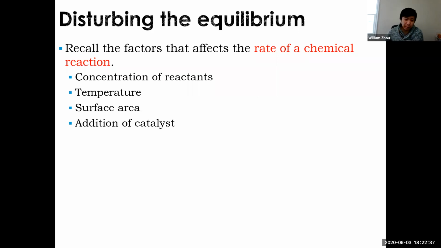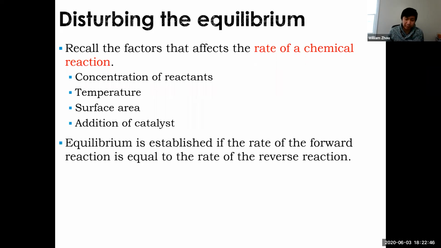So we're going to look at 3 of these and see what we can do to affect the rate of reaction so that we will disturb the equilibrium. So recall, equilibrium is when the forward rate of reaction is equal to the reverse rate of reaction. But what if we manipulate something, we increase or decrease the rate of the forward or reverse reaction so that they're no longer equal, so they're not at equilibrium anymore?